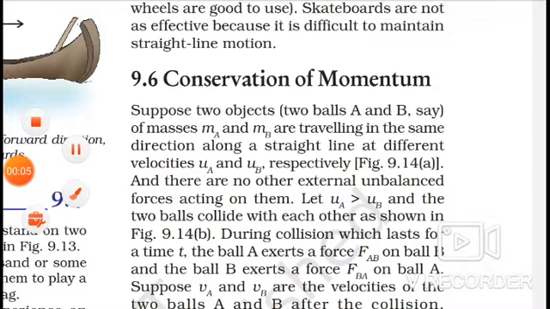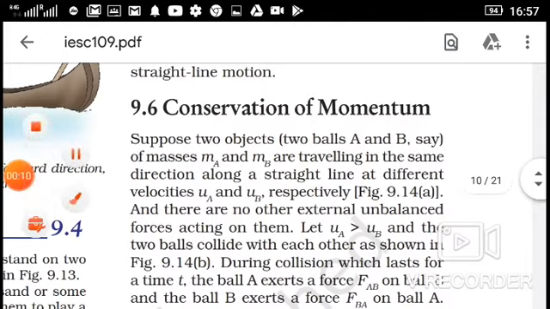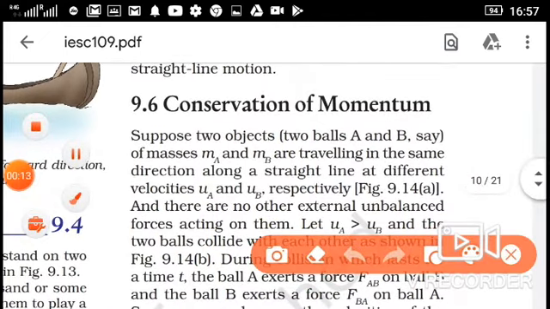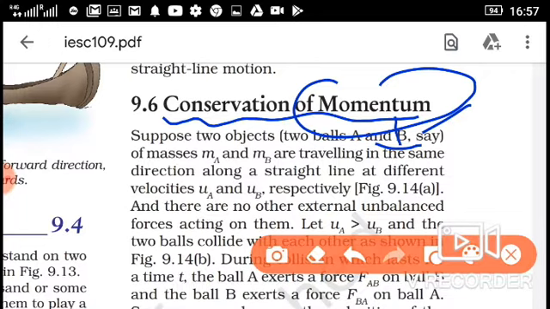Today, the topic is conservation of momentum. Momentum is the motion contained in a moving body. Conservation means that when the body accelerates, that is, when the body changes its momentum, the initial momentum will be equal to the final momentum. Momentum will be conserved. That is called conservation of momentum.